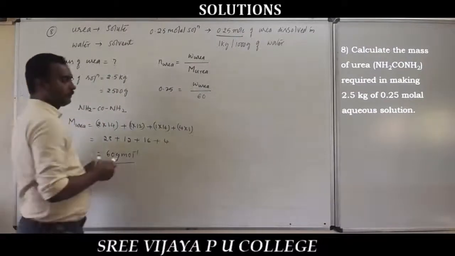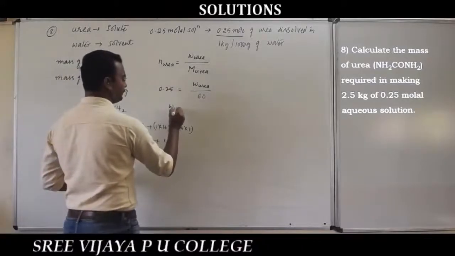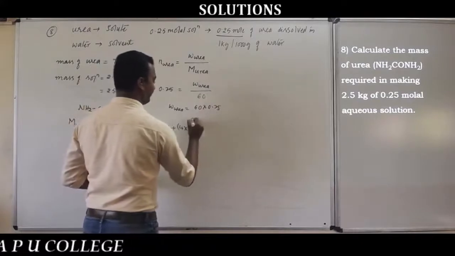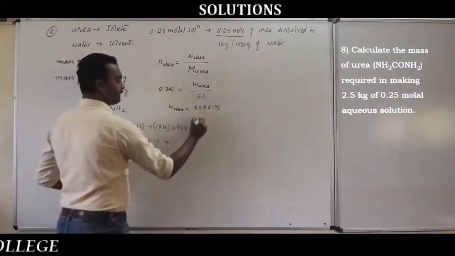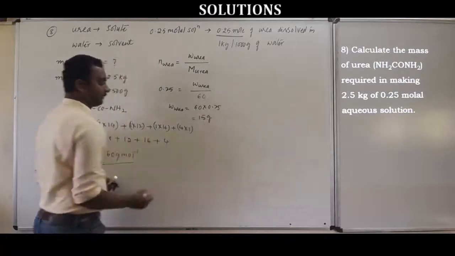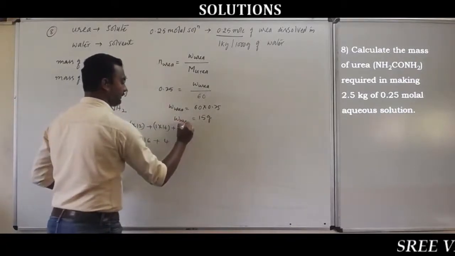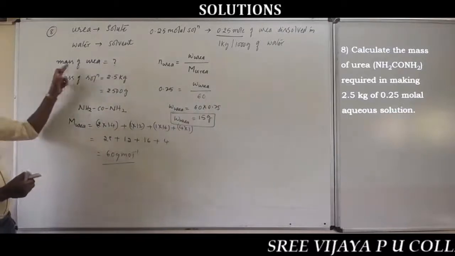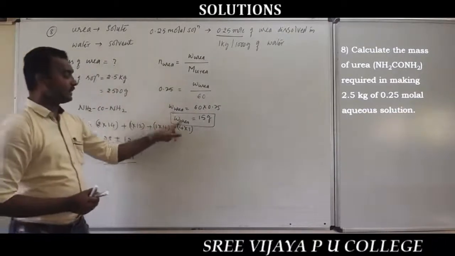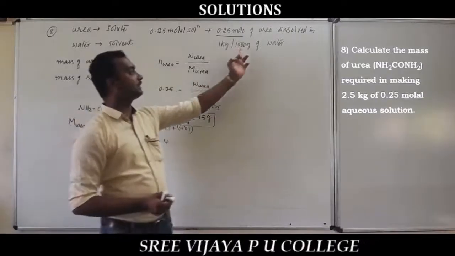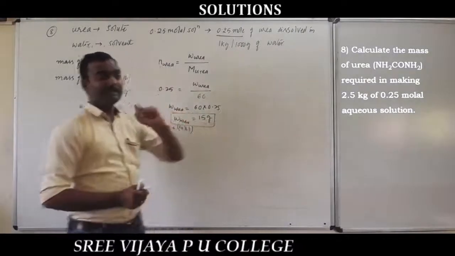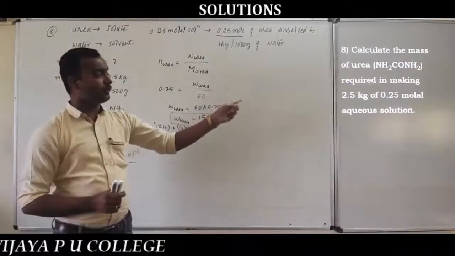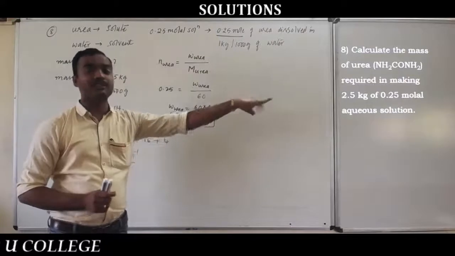So the mass of urea is equal to 60 into 0.25, which gives 15 gram. That is the mass of urea. Remember, what we have to calculate is the mass of urea, but this 15 gram corresponds to 1000 gram of water. But what is the question asked? Calculate the mass of urea required to make 2.5 kg of 0.25 molar aqueous solution.